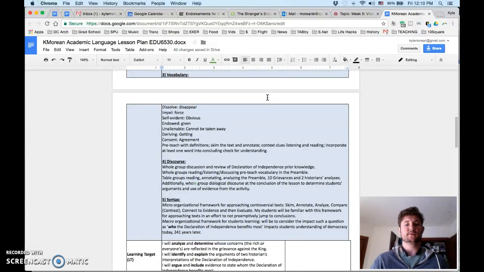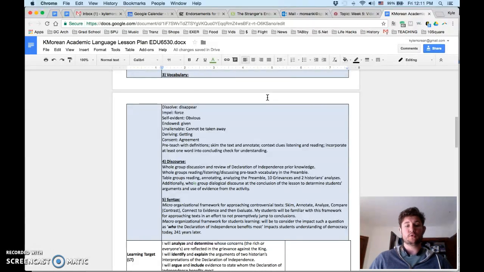So again, we'll begin with the pre-teach of these definitions. They'll be up on the whiteboard. Students will be asked to skim and annotate in the margins with these definitions on the preamble of the Declaration of Independence. There's lots of opportunity for varied discourse throughout this lesson.